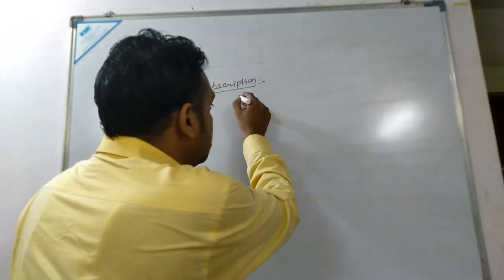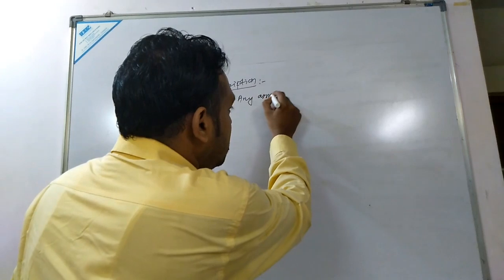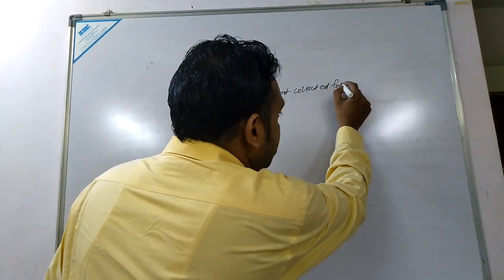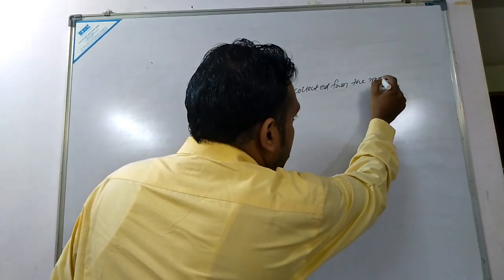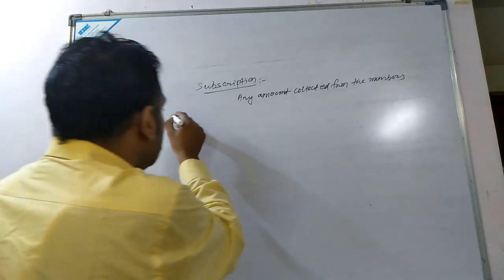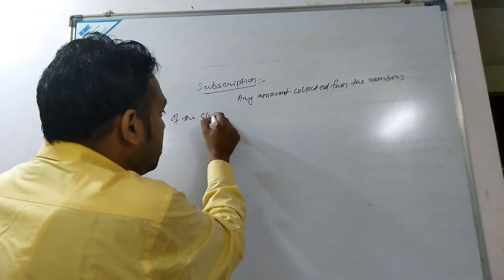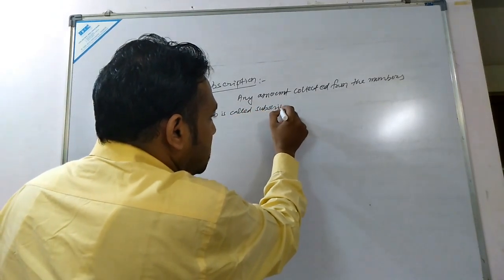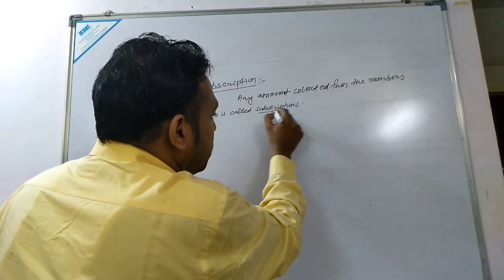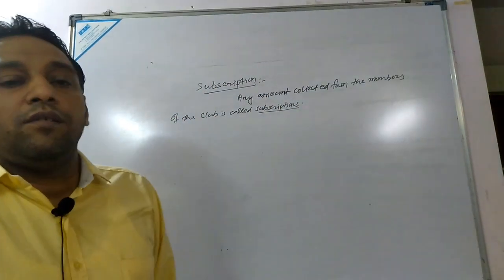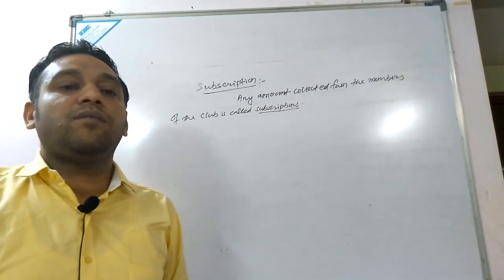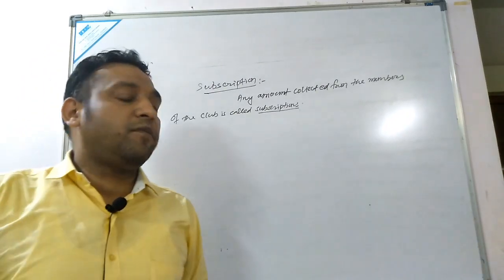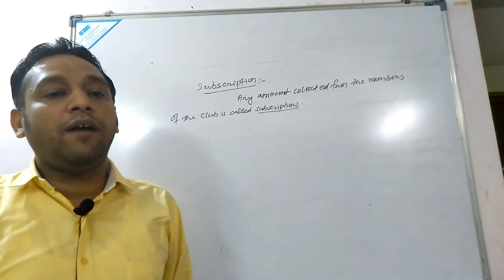So we can say that subscription means any amount collected from the members of the club. Now listen, subscription would be considered as income for your NPO, because it is the regular amount received from the members of the club. It can be received either periodically or half yearly.